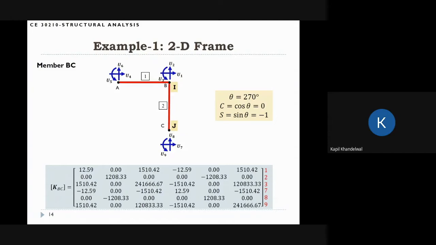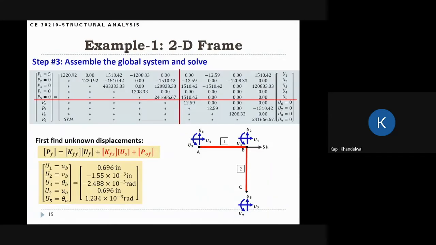And then we are in business, so we can now assemble the system and solve the system. This is the assembly of the system. We have 5 degrees of freedom, so P1 to P5 is the PF, and U1 to U5 is UF. We don't have any POF or POS in this case, because there are no loads acting on the members. So our POF or POS is 0. And I have assembled the entire stiffness matrix.